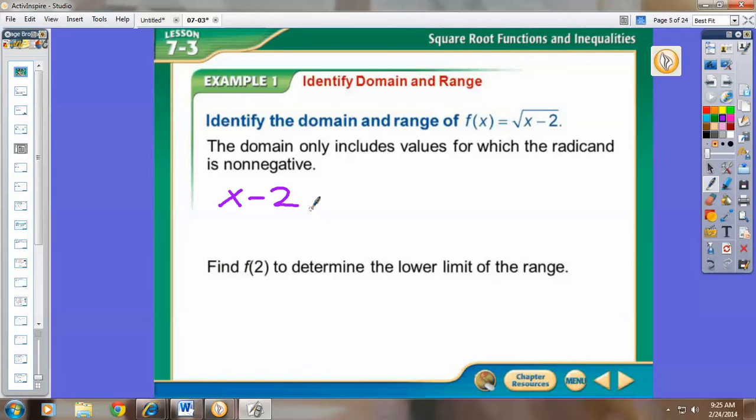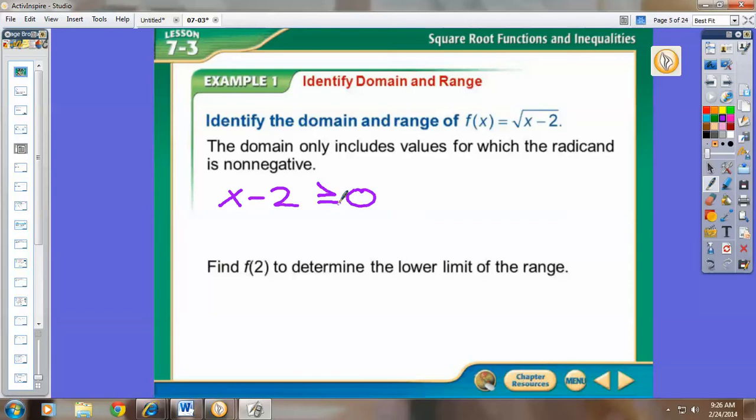What could we put in for x to get 0? We could put 2 in, couldn't we? If I put 2 in here, 2 minus 2 is 0. It could be equal to 0, but what else could it be? It could be greater than. I want it to be greater than or equal to 0. I don't want this thing to be less than 0, do I? Because if that expression is less than 0, that's going to give me an imaginary number. And I can't graph that. And that's our goal today, is to do some graphing.